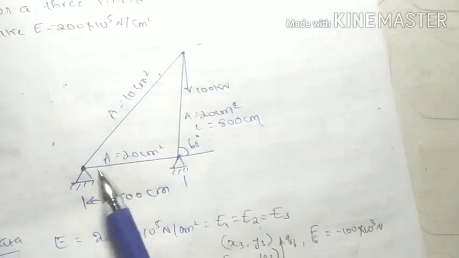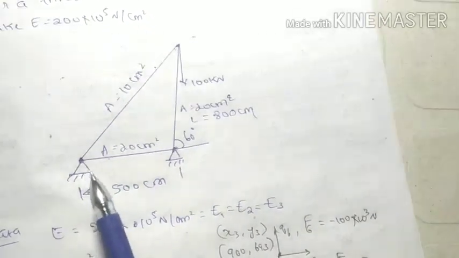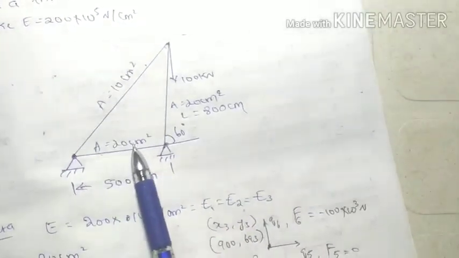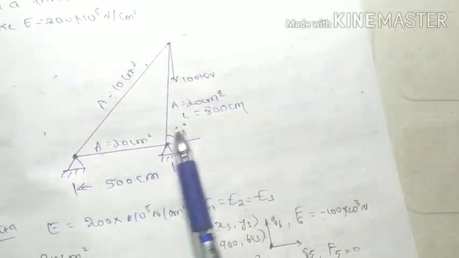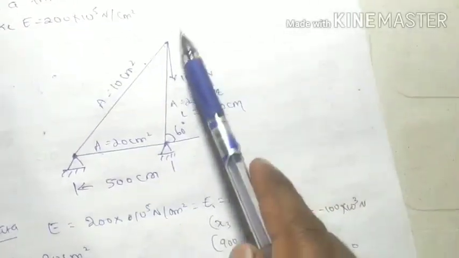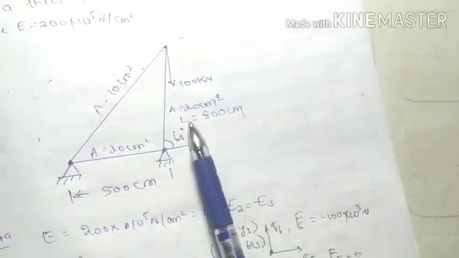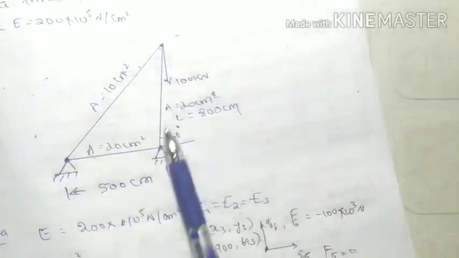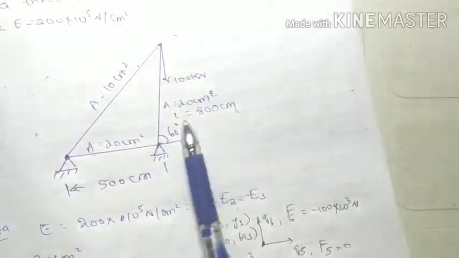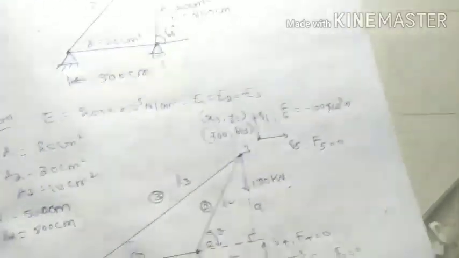In the structure they mention the length between these two supports is 500 centimeter, and each bar has an area of 20 centimeter square, and this one is 10 centimeter square. At this point the load is acting downward, 100 kilonewton. The length of this particular bar is 800 centimeter, and this bar has an inclined angle of 60 degrees.